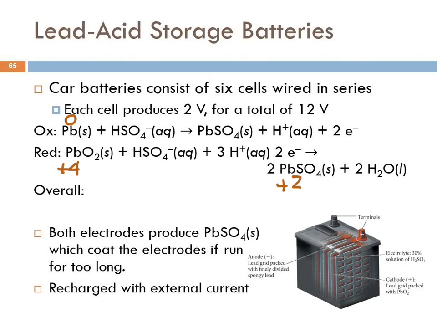What happens as this battery runs is this lead sulfate, being an insoluble substance, is going to build up and coat the electrodes. When the electrodes are coated with this stuff, they're not going to be able to react with the sulfuric acid anymore. And so the battery will die if it's run too long without being recharged. Because these batteries are not meant to run for long periods of time. They're meant to give enough current and voltage to start your car and then to be recharged.